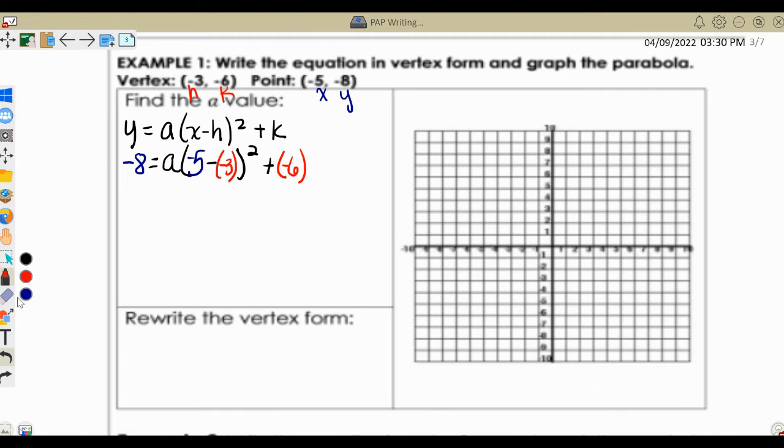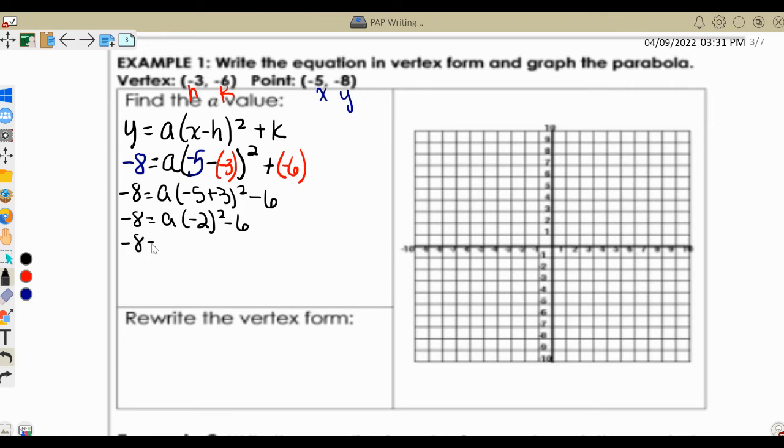So I'm going to suggest, it's always a good idea just to go ahead and simplify out the signs. Okay. So we're going to do -8 equals a times -5 plus 3 squared. And that plus a negative can just be a -6. Let's solve for a. First thing we want to do is simplify that right side of the equation. Use PEMDAS order. We're going to take care of what's inside the parentheses first. So we're going to have -2 squared. And then we're going to take care of the exponent. So we're going to square that -2.